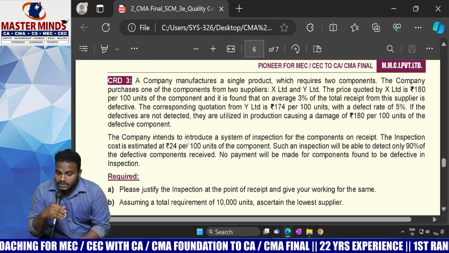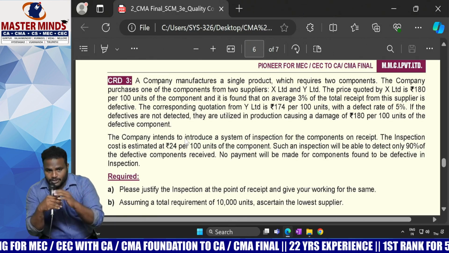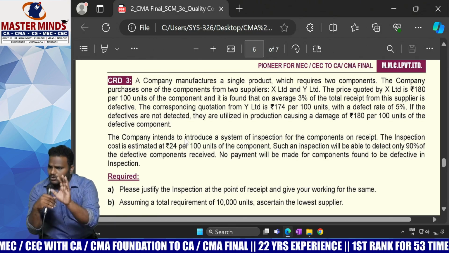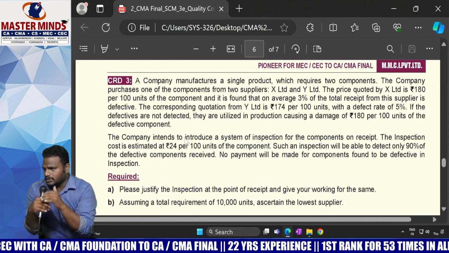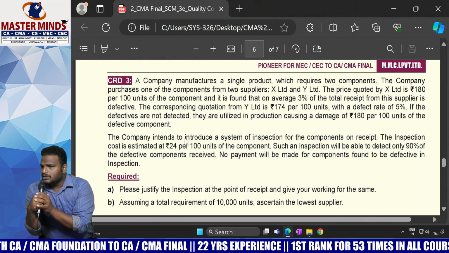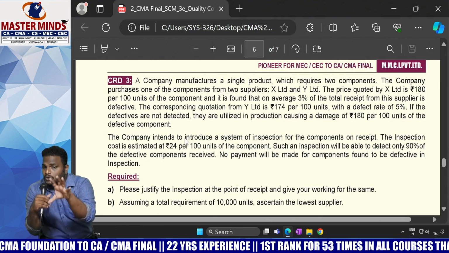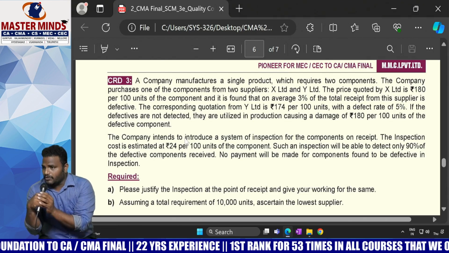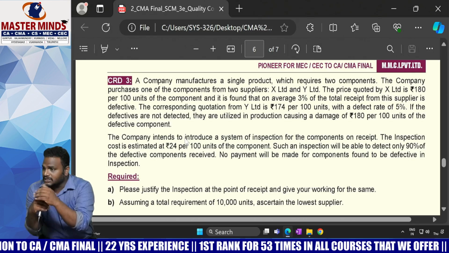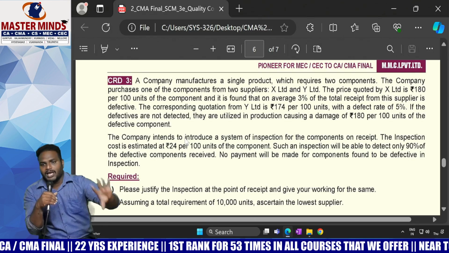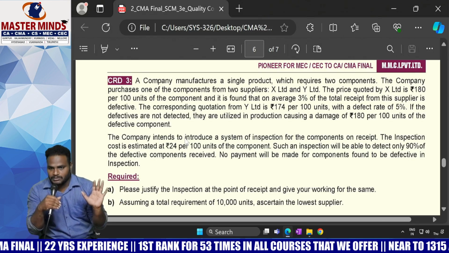Such an inspection will be able to detect only 90% of the defective components received. If you implement the inspection, we will detect only 90% of defectives, and the remaining 10% enter into the production and cause the damage. Do you observe what I mean?